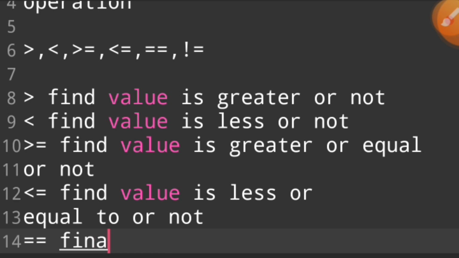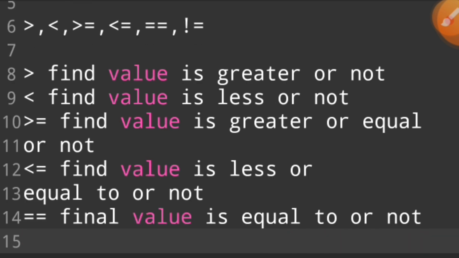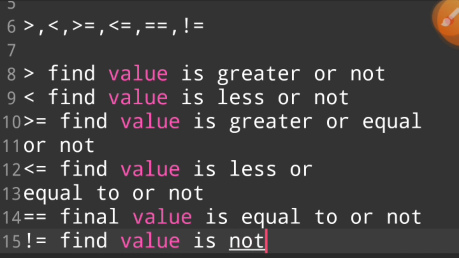The work of the equal to operator is to find whether a value is equal to another or not. The work of the not equal to operator is to find whether a value is not equal to another or not.